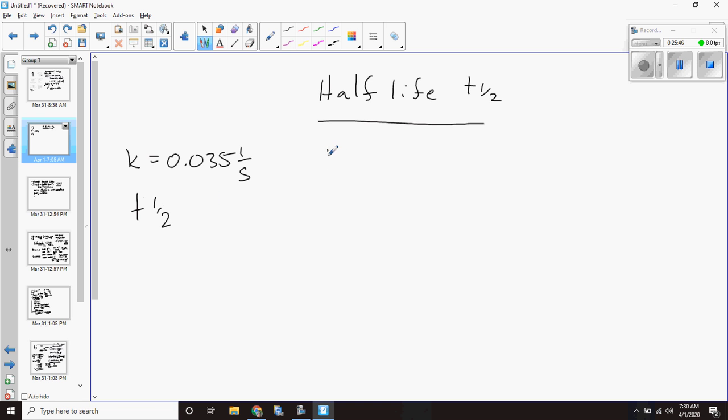Well, write down your expression. I know natural log of A equals negative kt plus the natural log of A0. So this is all the information I've been giving you in the problem, is the fact that I know the rate constant. How do I find the half-life?